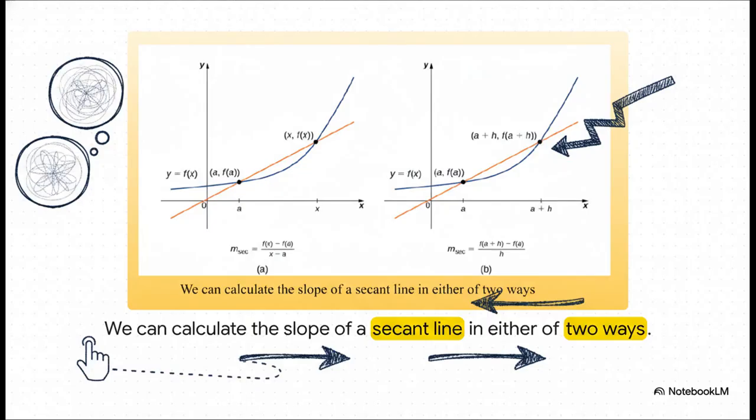And what this shows us, which is actually a super important point, is that there's more than one way to write down that formula. You could label your points as x and a, or you could call them a and a plus some little distance h. It doesn't matter. You're doing the exact same thing, finding the slope between 2 points. And this little bit of flexibility is going to be a game changer in just a moment.